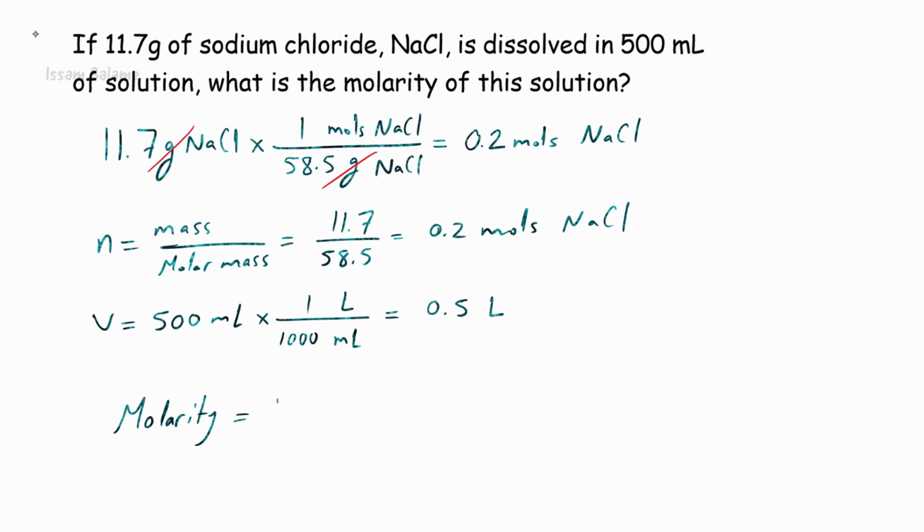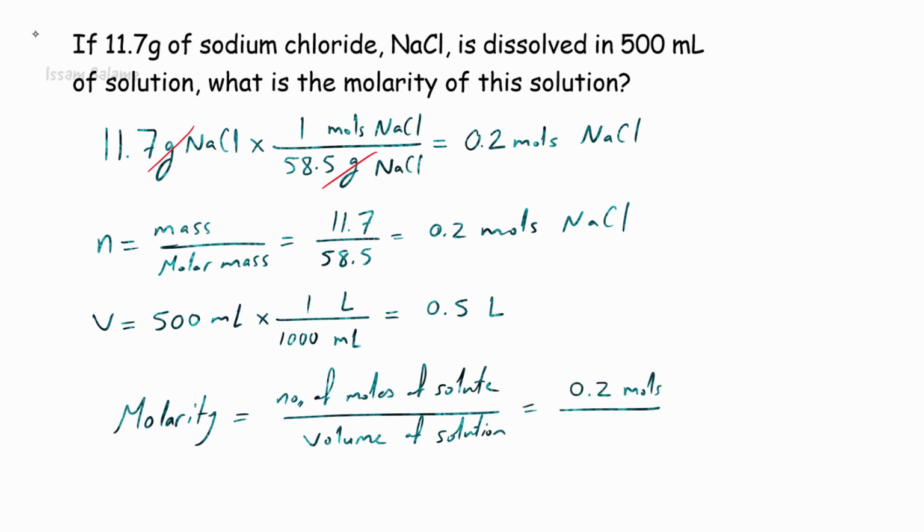And finally we write molarity, it's equal to number of moles of solute divided by volume of solution, which is equal to 0.2 moles divided by 0.5 liters. And the answer is going to be equal to 0.4 moles per liter, or we can write it as 0.4 molar.